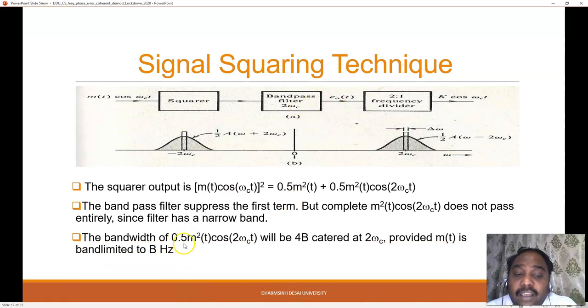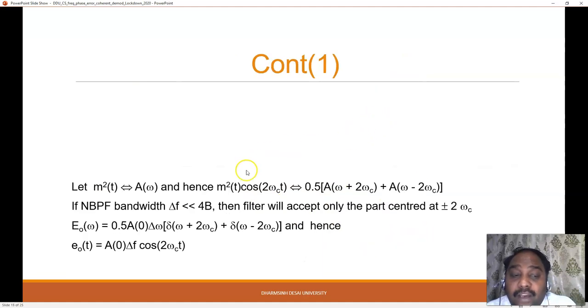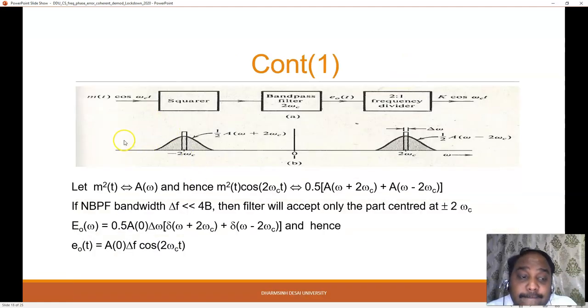Now if you see the bandwidth of this 0.5 m squared of t cos 2 omega ct, it will be centered at 2 omega c. The bandwidth will be 4B, because B is the bandwidth of m of t. So m squared will have 2B, and it is modulated by cos 2 omega ct, so it will be 2B plus 2B, that is 4B.